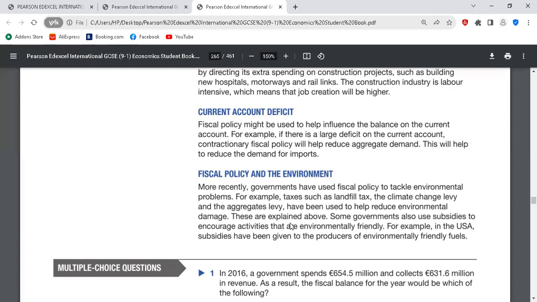Is it clear? Fiscal policy and the environment. More recently, government have used fiscal policy to tackle environmental problems, like taxes. So government will come up with taxes, increasing landfill tax, pollution taxes and pollution permits. They will increase the prices of these things to make sure that the environment is not damaged. Is it clear? So for fiscal policy and environment, government will use contractionary fiscal policy. Any question about it?